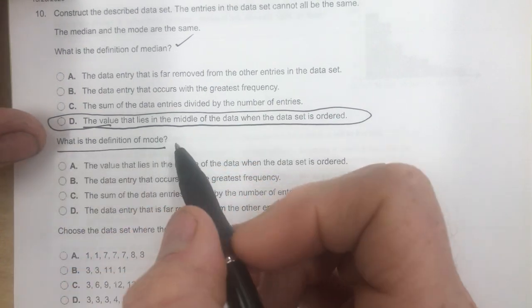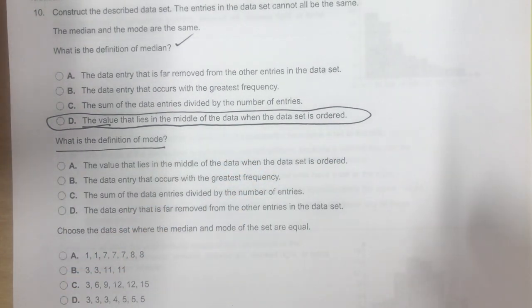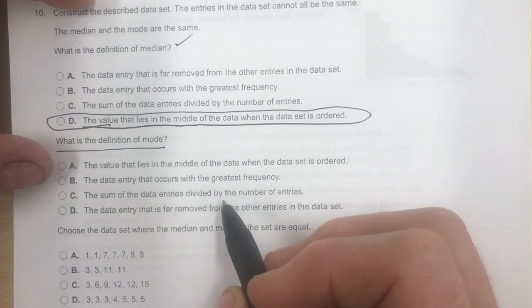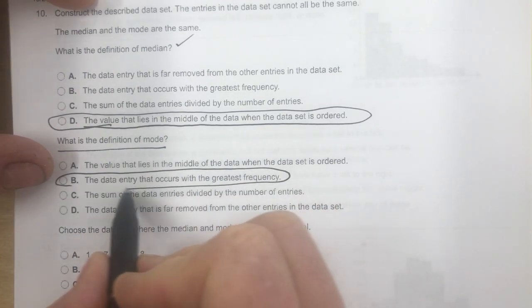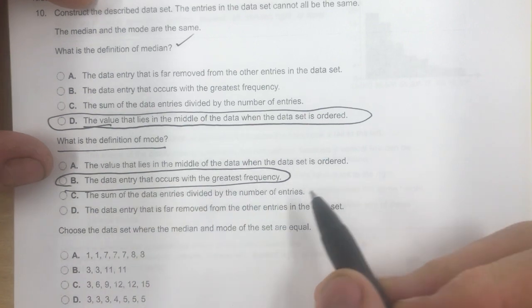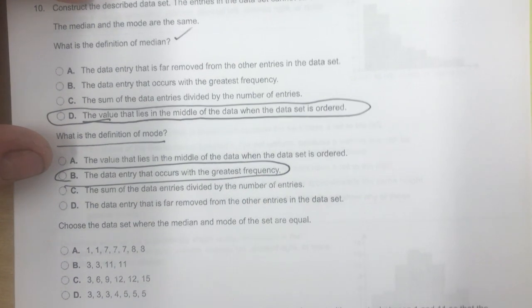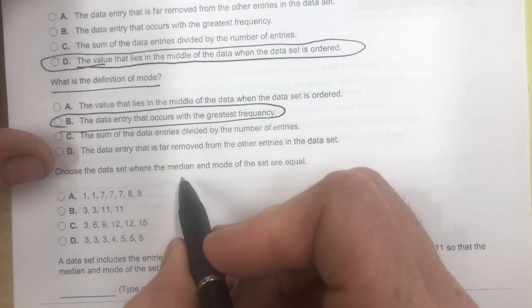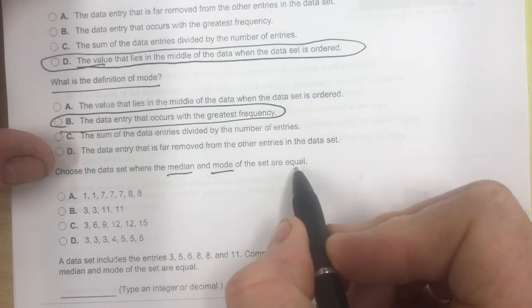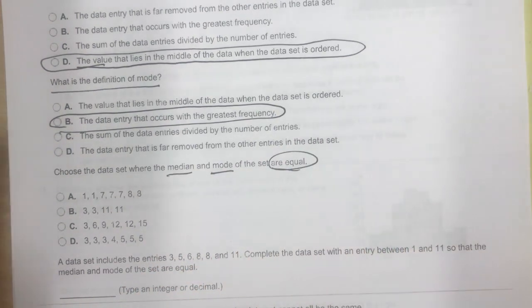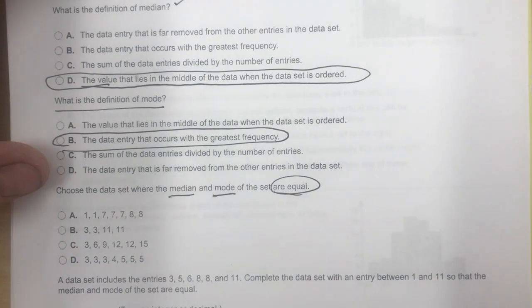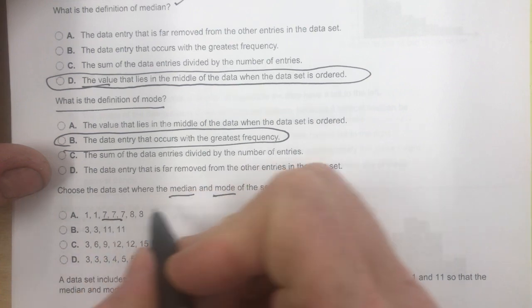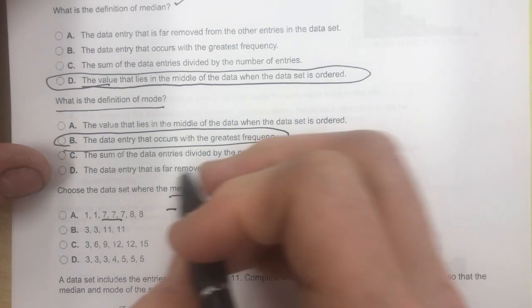Okay, what's the definition of mode? All right, mode's what you have the most of. Okay, right here. The data entry that occurs with the greatest frequency. Okay, now choose the data set where the median and the mode of the set are equal. All right, so the median and the mode are the same. Okay, so on this one, all right, there's my mode right there, 7. Oh, let's do the median first.